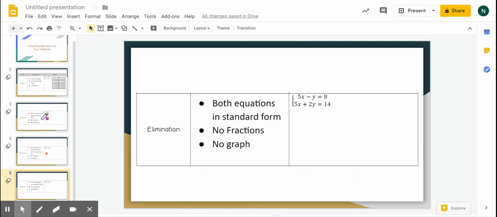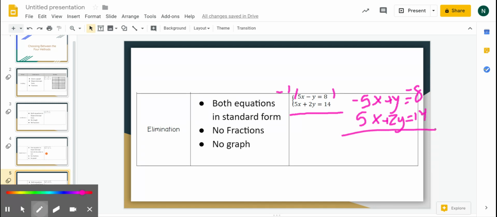Okay, next one is elimination. So really I just have to add my two equations together because they're both in standard form. Now, before I can add, I need to make sure I have opposites. I do not have opposites. I want to try to cancel out the 5x. So what I'm going to do is I'm going to multiply the first equation all by negative 1. So 5x times negative 1 is negative 5x. Negative 1 times negative y is positive y. And 8 times negative 1 is negative 8. I'm going to keep my second equation the same.